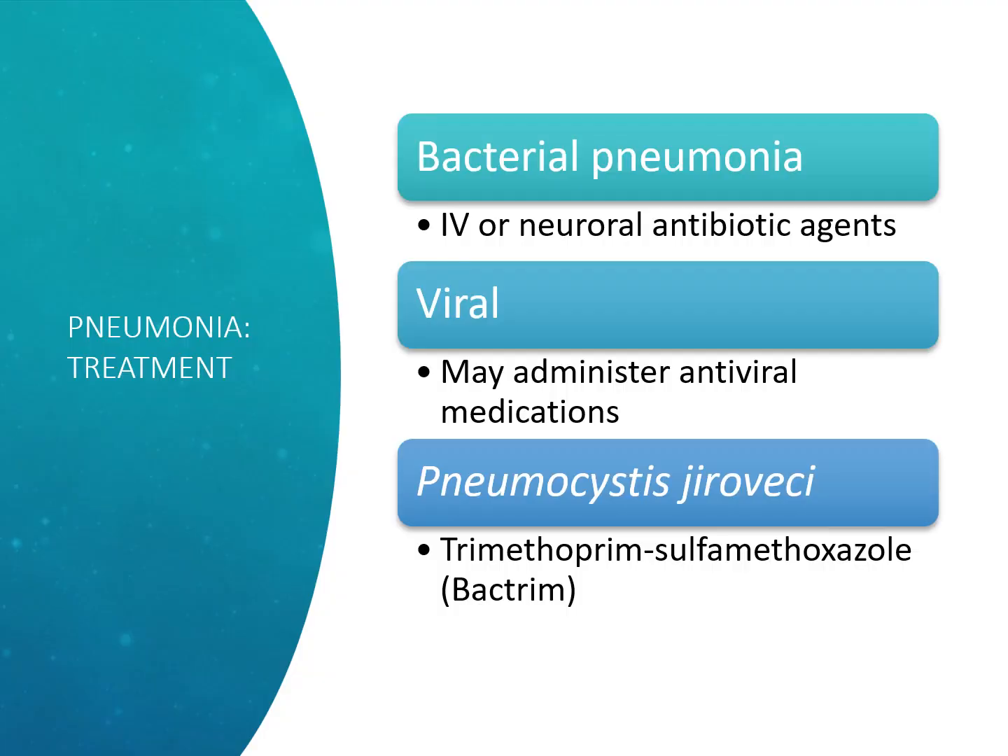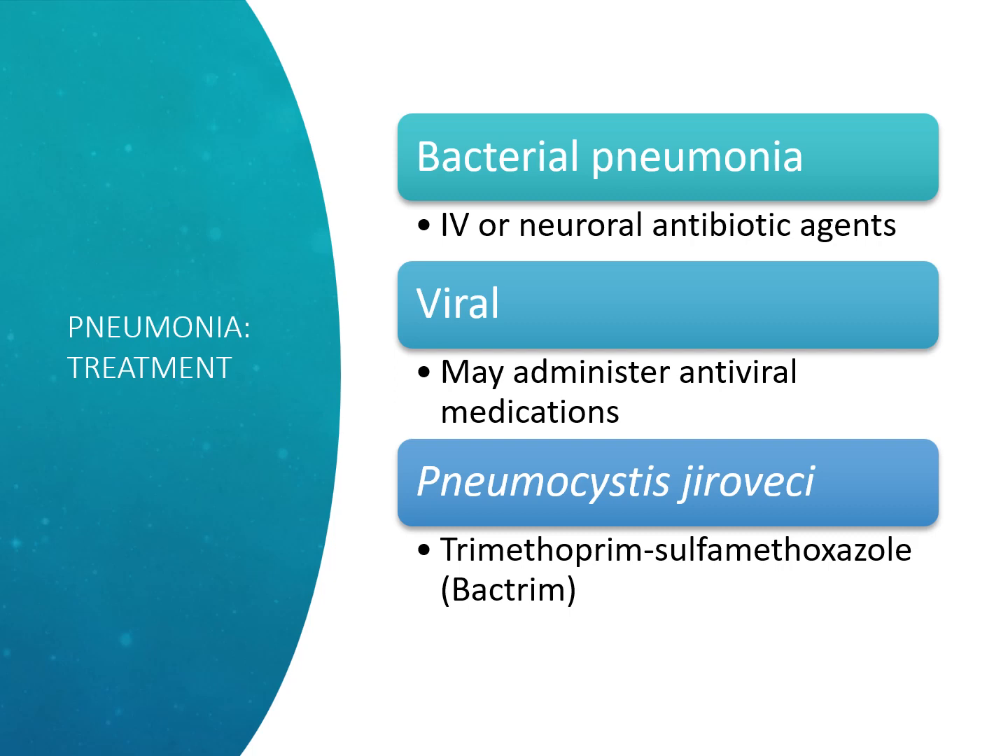Typical pneumonia is treated with IV or oral antibiotic agents, including erythromycin, macrolides, cephalosporins, aminoglycosides, or fluoroquinolones. Pneumocystis jirovecii, previously known as PCP infection, is associated with AIDS. This is treated with Bactrim, given IV or orally depending on the severity of the infection.